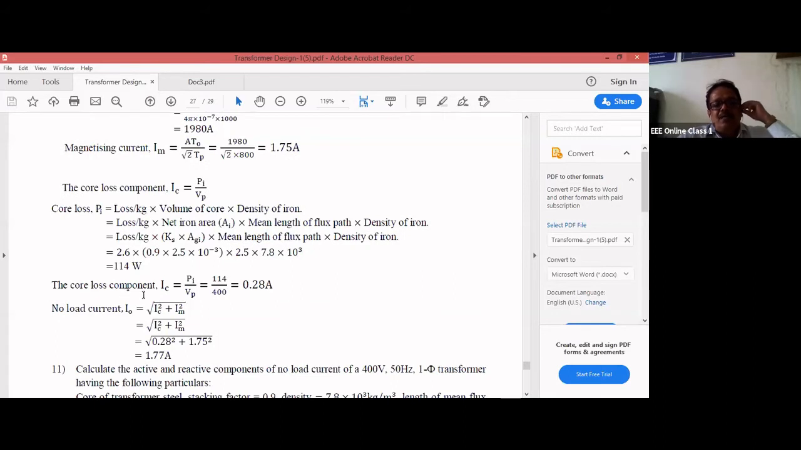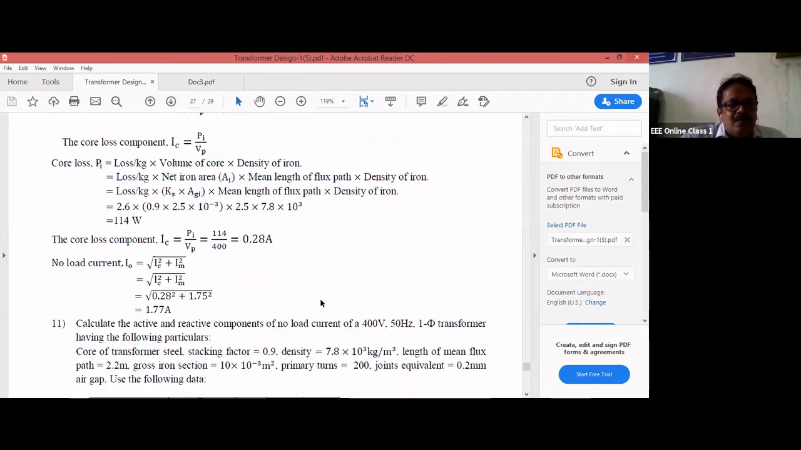So the core loss component IC is equal to what? PI divided by VP, primary voltage. So 114 divided by 400. So what you get here? 0.28 ampere. So once you calculate IC and IM, I can calculate the no load current I0. So no load current I0 is equal to under the root of IC square plus IM square. So with IC and IM, what you got here? No load current I0 1.77 amperes. This is the solution of the first problem.